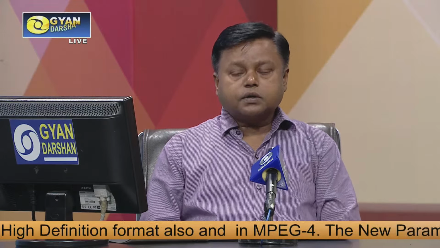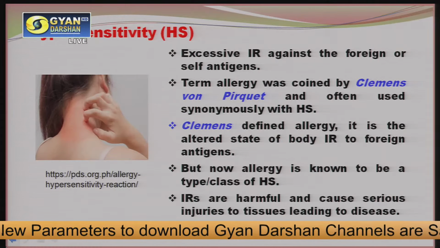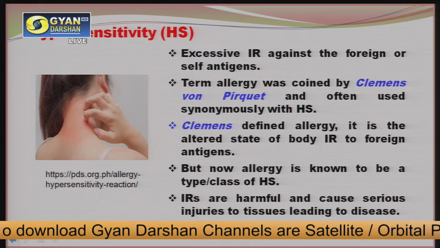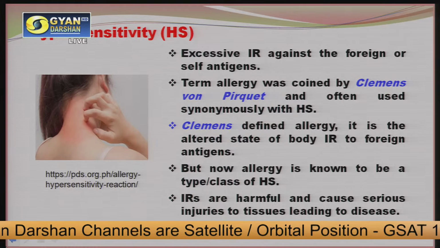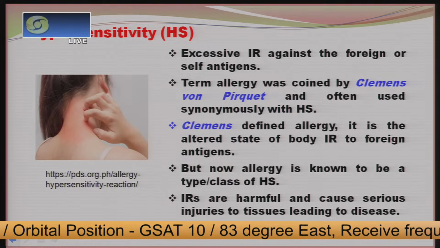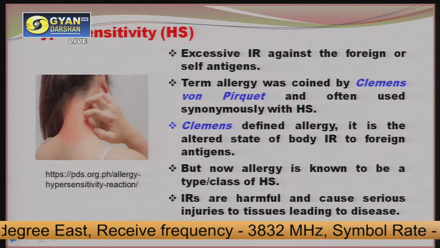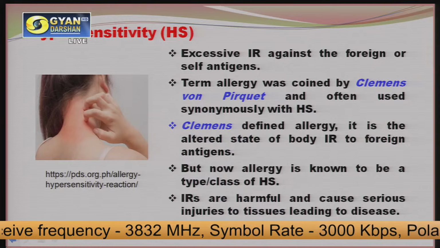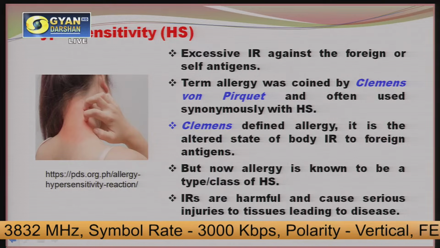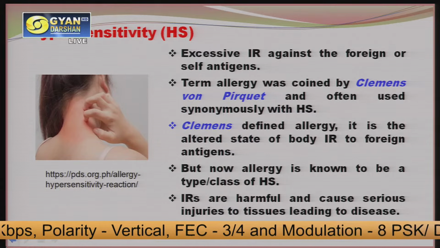in part first. What is hypersensitivity? It is an excessive immunological response against foreign or self antigens. In hypersensitivity, there is an excessive immune response against foreign or self antigens. Self antigens are those present inside the body, and a foreign antigen may be bacteria, virus, fungi or any other type of microorganism. Allergens are also there, which are present in flowers basically.